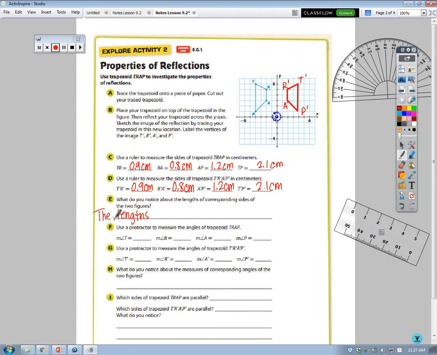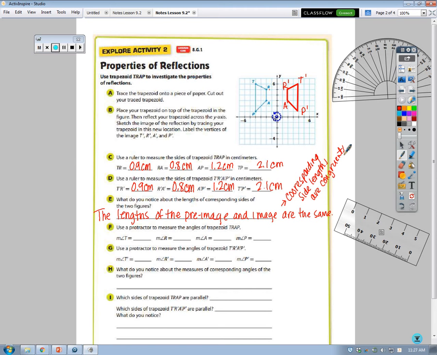Let's say the lengths of the pre-image and image are the same. Okay, so corresponding side lengths are congruent. So I'm just going to put that over here as a little tangent. And remember that congruent means same size, same shape.